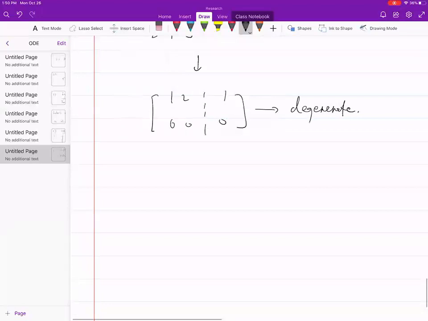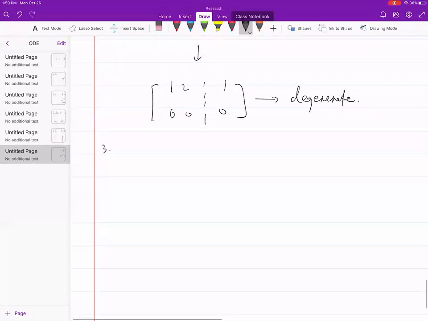Later we will see degenerate cases give us trouble when we try to solve the system, simply because you cannot generate a full basis from here. So you cannot have the whole solution.